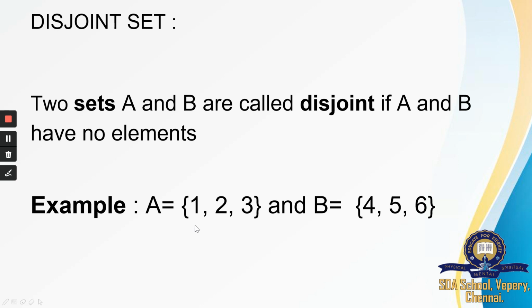For example, let A be a set which consists of elements 1, 2, and 3, and B be a set which consists of elements 4, 5, and 6. Do you find any element which is common? Absolutely not, right? So it is a disjoint set.